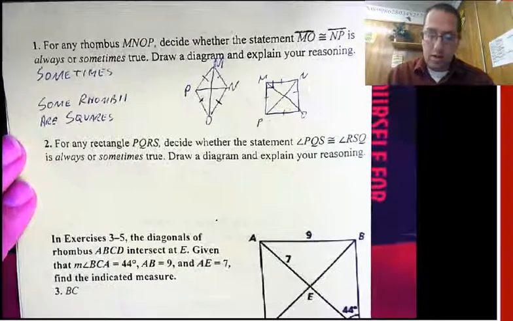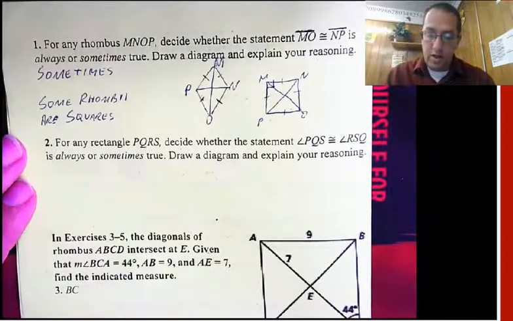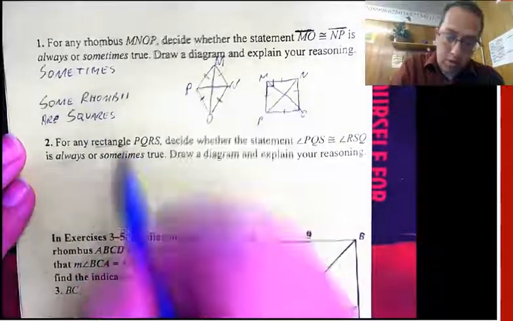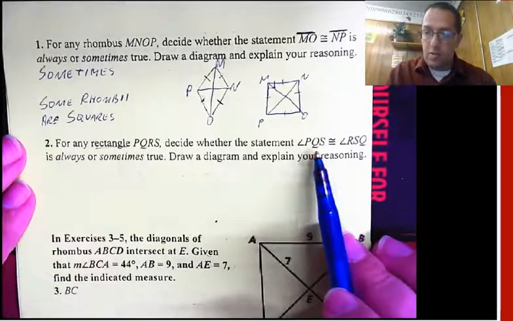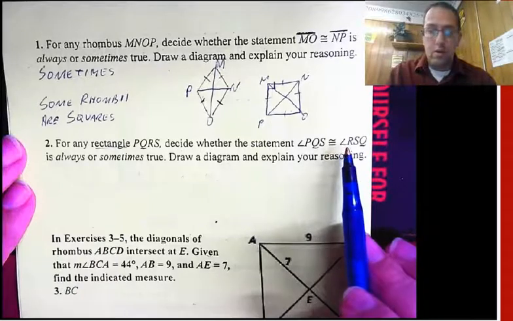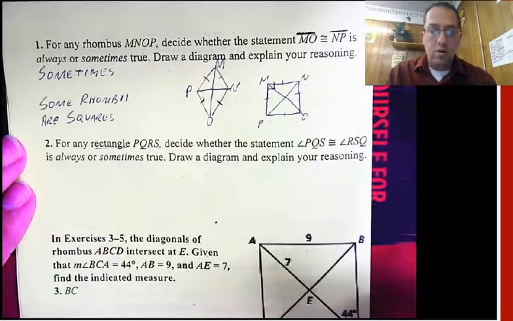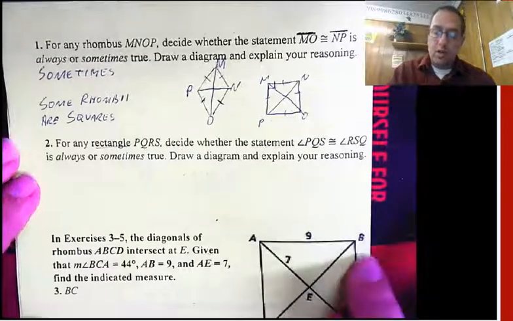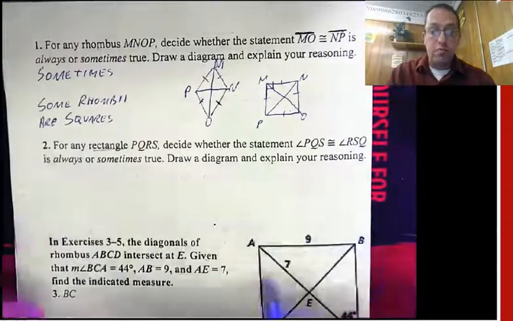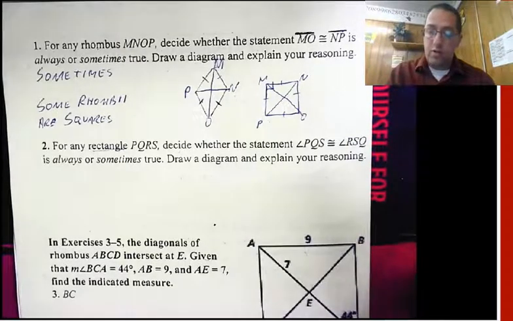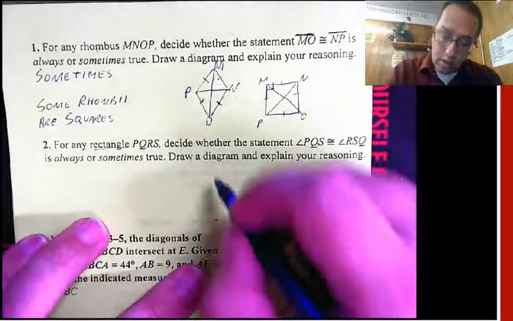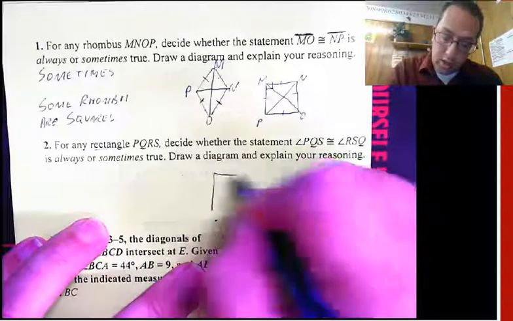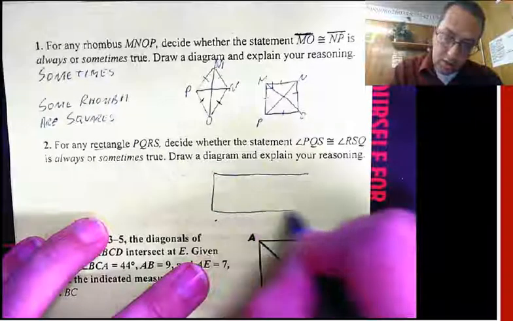Let's take a look at number two. For any rectangle, okay, we're looking at rectangle PQRS, decide whether the statement that angle PQS is congruent to angle RSQ. Is this always or sometimes true? You can draw a diagram, then explain your reasoning. All right, so we're going to start with the general, see if it's true for just a random rectangle. And if it's not true for a random rectangle, then we'll check to see if it's true for the square. So we need just a random rectangle, something that's clearly not a square.